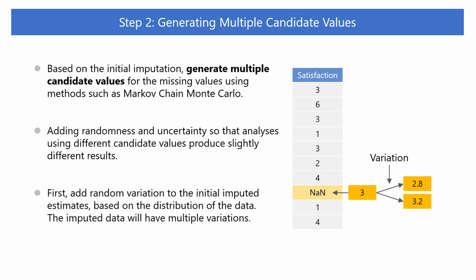First, random variation is added to the initial imputed estimates based on the distribution of the data. This means that the imputed data will have multiple variations. For example, suppose the missing data for satisfaction was initially imputed with the value of 3. In this case, random variation following a normal distribution is added to the data, generating various values such as 2.8 or 3.2.